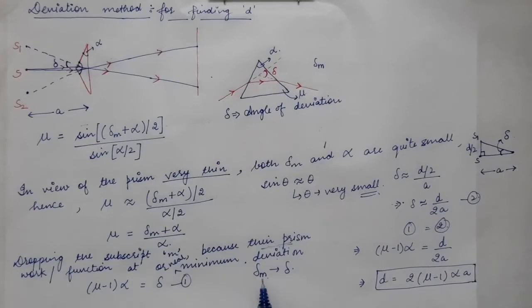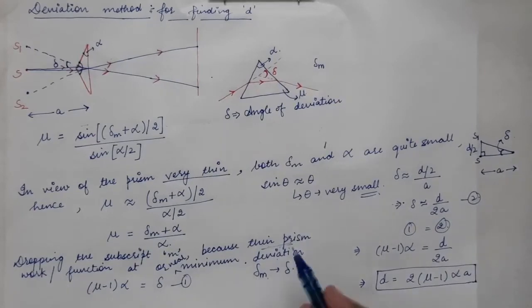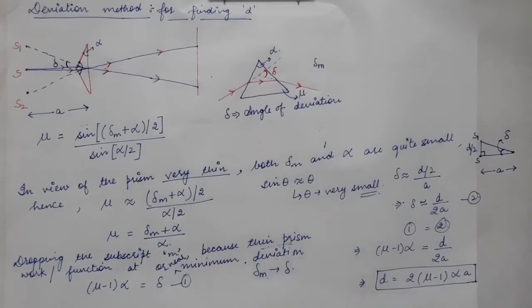So the minimum angle of deviation can be approximated to delta, or you can say delta can be approximated to the angle of minimum deviation. So instead of delta m, we can simply write delta, because thin prisms work at or near minimum deviation. So in this case delta m can be simply written as delta.